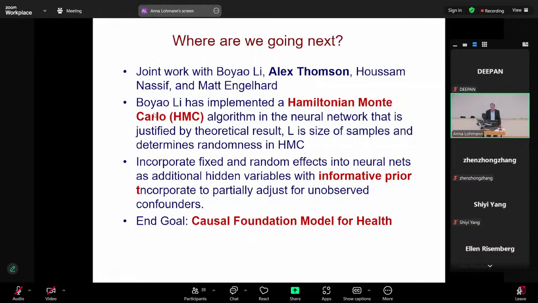So I do want to give credit that my collaborators on this were Boyang Li, Alex Thompson, Hussam Nassif, and Matt Engelhard. Boyang implemented the HMC, which is up and available on GitHub if you want to play around with it. Alex did the hardest parts of the proof. We all had lots of comments and discussions, years actually of discussion around this, and everybody put in a lot of work, but Alex got us over the hurdles with the hardest parts of the proof.